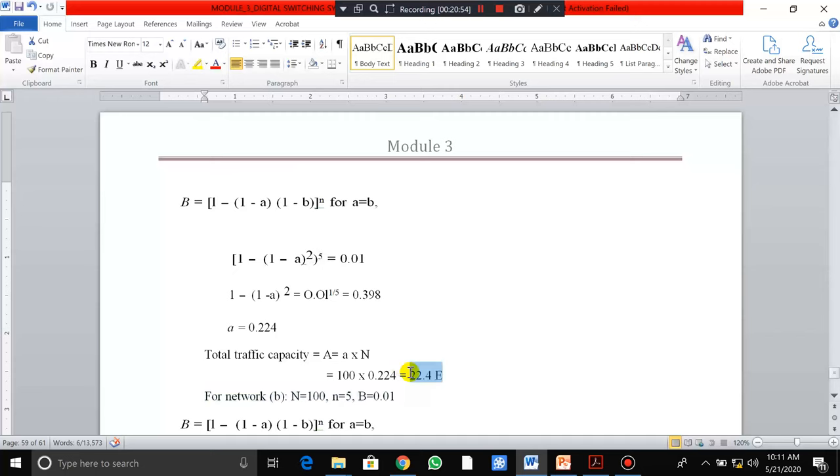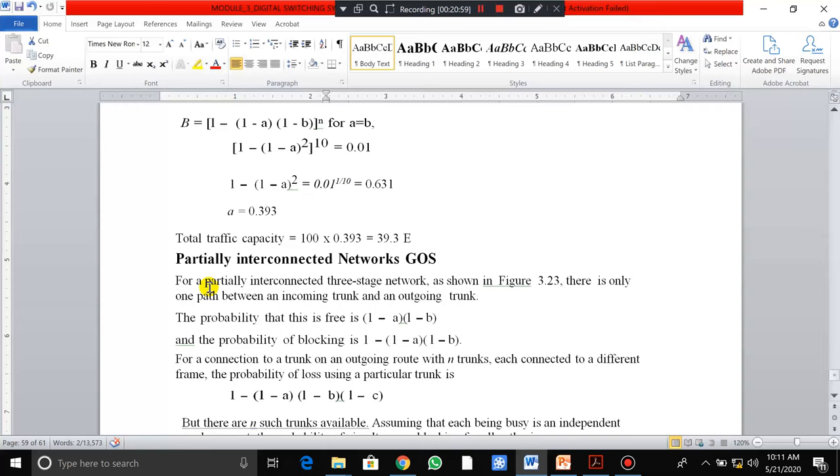Okay, so next, another topic, the continuation of grade of service: the partially interconnected networks. Partially interconnected means it is not completely connected. So here, in the interconnection of the two-stage network, which we have shown in the diagram below, there is only one path between the incoming trunk and the outgoing trunk.